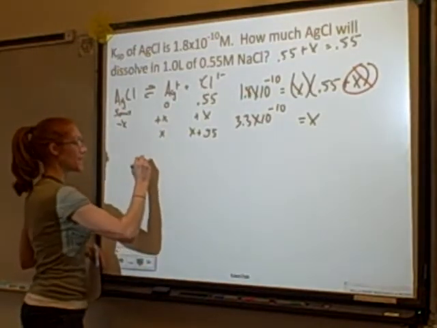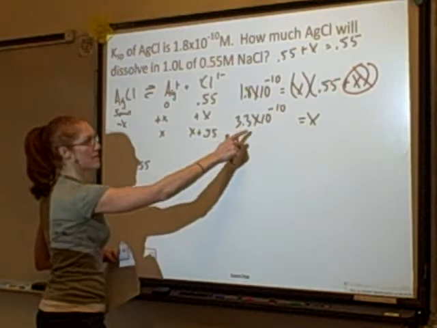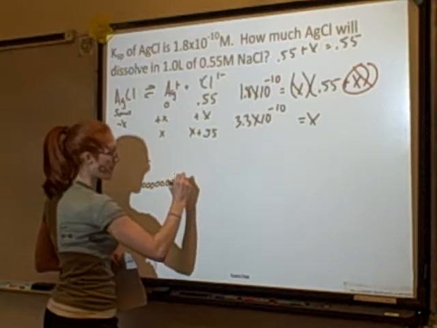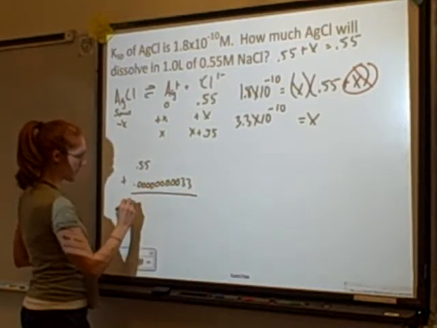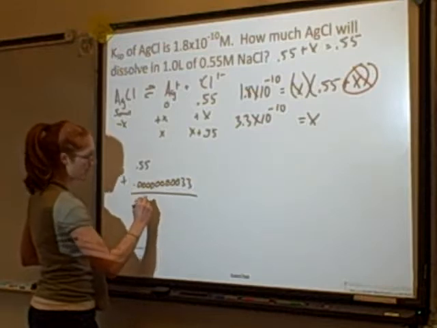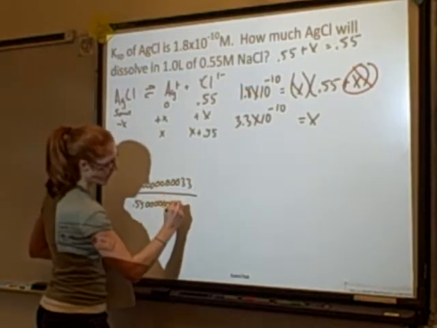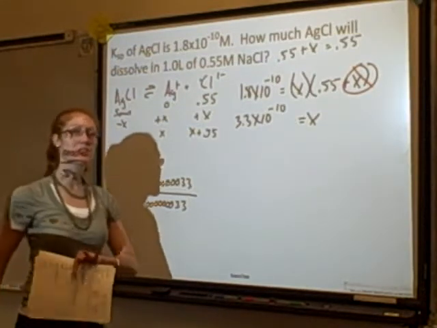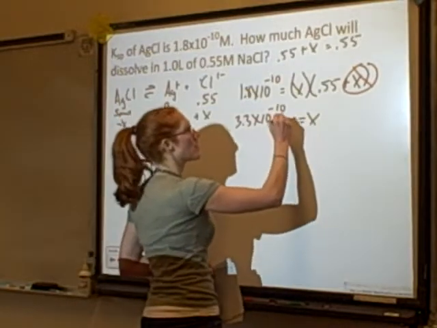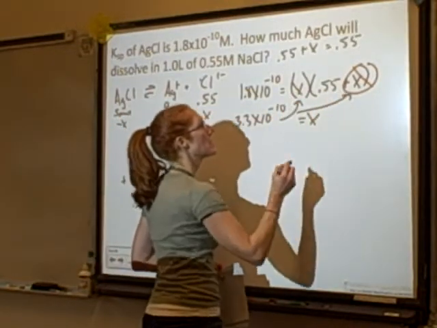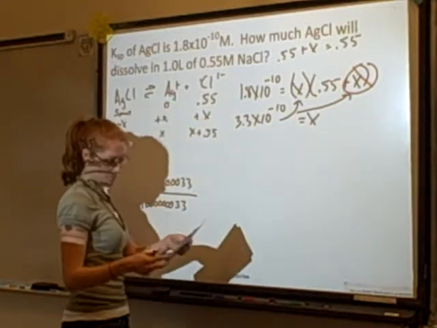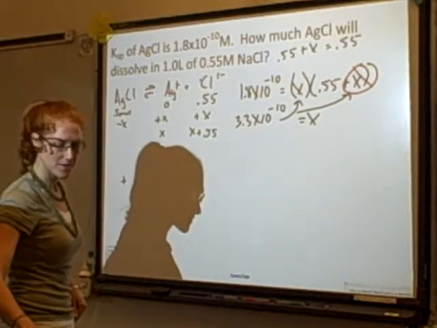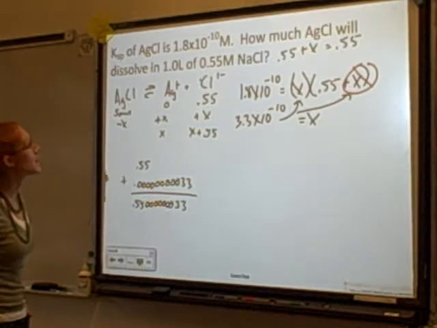So if I have 0.55 and I add to that this, that's going to be small. Okay, so 0.55. Yeah, I'll say that's pretty much still 0.55. So the assumption looks pretty good. The other thing you should do is take this X and plug back in here, and see if this really is pretty close to that. And when I did that, it was really close. It was 1.815 times 10 to the negative 10th. So I'm going to say, yeah, that works. So that's how much silver chloride I can add to that.